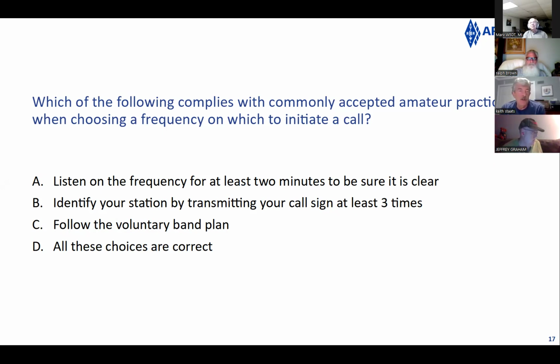Yeah, that one is. I think I would say C. I would say C. Yep, C as is. Follow the voluntary band plan.